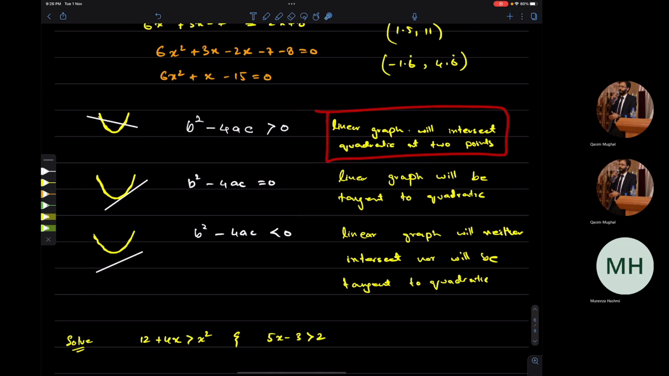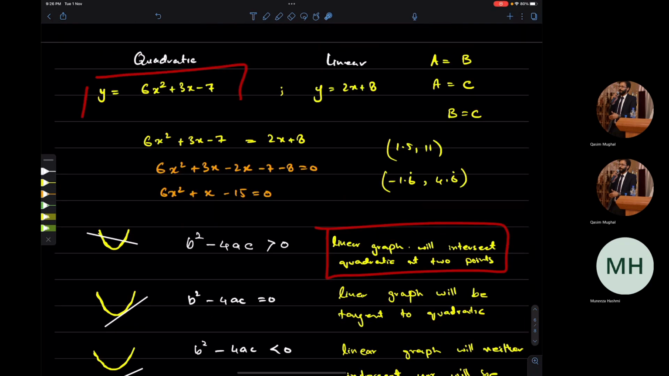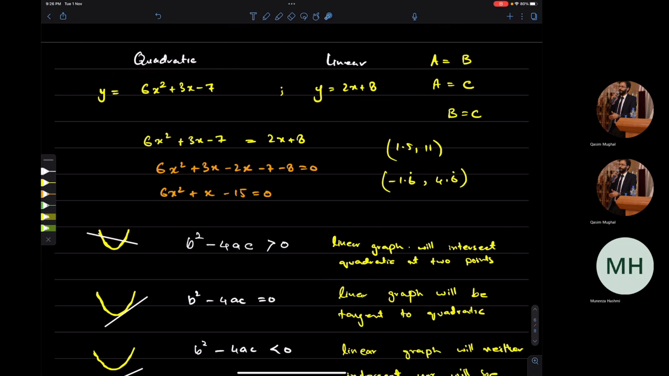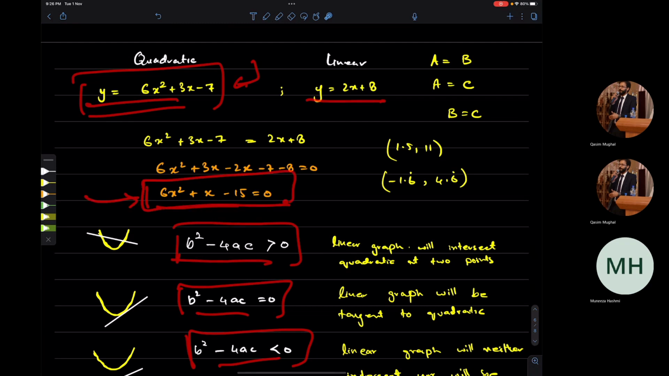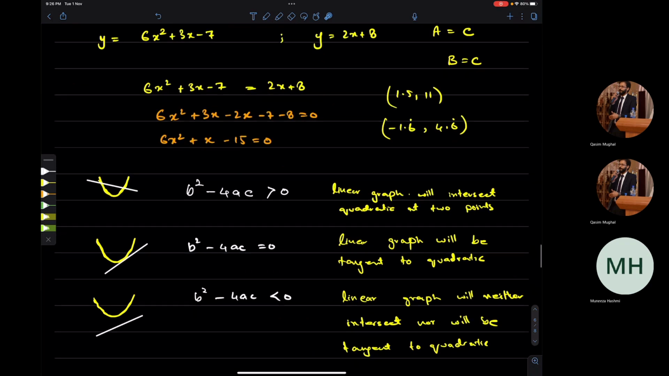This just gives you information about what type of solution you would get when you solve a linear and a quadratic together. But you can't apply this directly to the quadratic of the given equation. You need to merge these two together and get to this new quadratic.